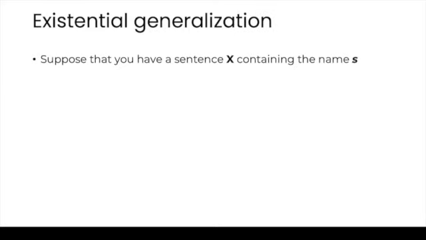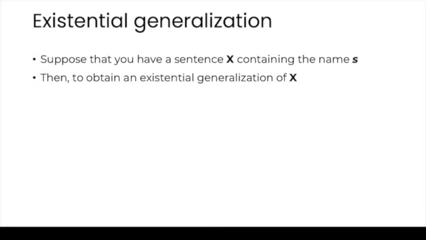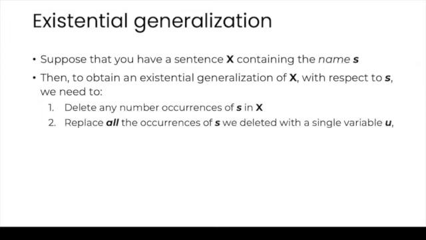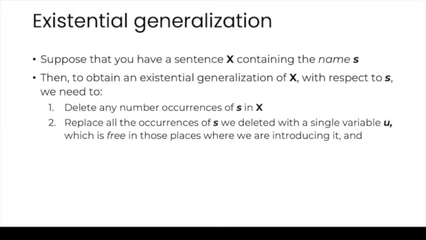So, suppose that you have a sentence X containing the name S. Then, to get an existential generalization of sentence X with respect to name S, we need to do three things. First, delete any number of occurrences of S in X. And this is very important. It could be 0 occurrences, 1 occurrence, 2 occurrences, and so on to n, where n is the total number of occurrences of the name S in X. Second, we replace all the occurrences of S we deleted with a single variable, u, which is free in those places where we are introducing it. And last, we add an existential quantifier followed by the variable we are introducing.